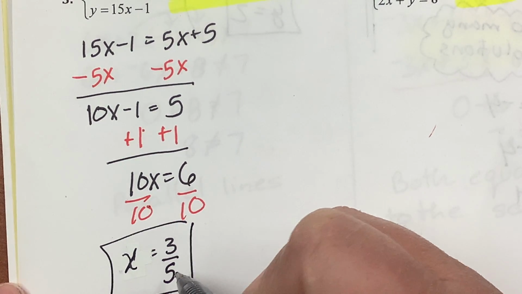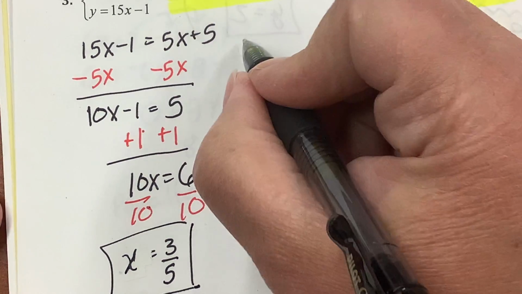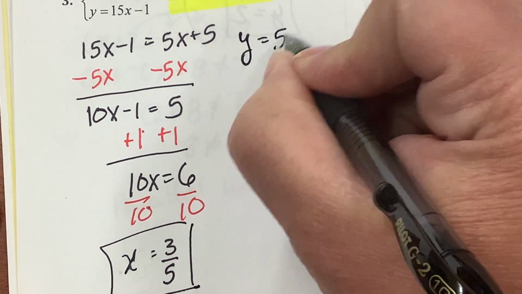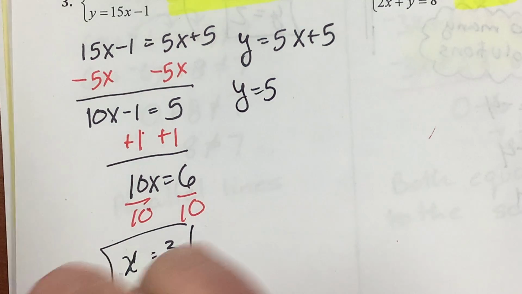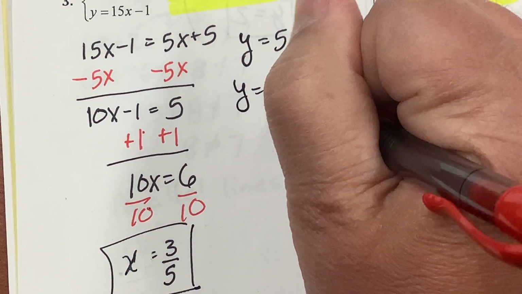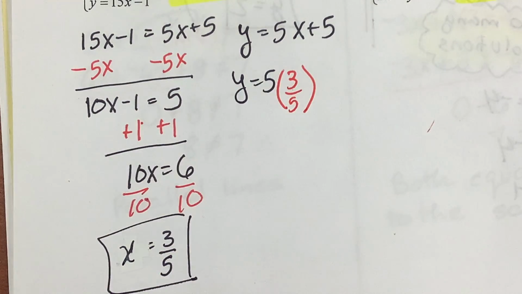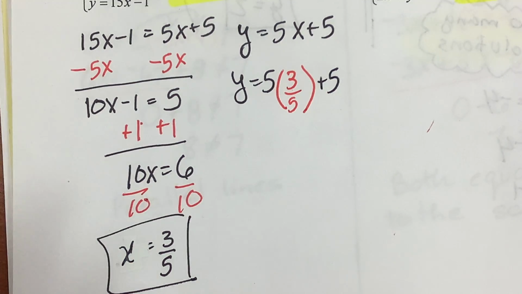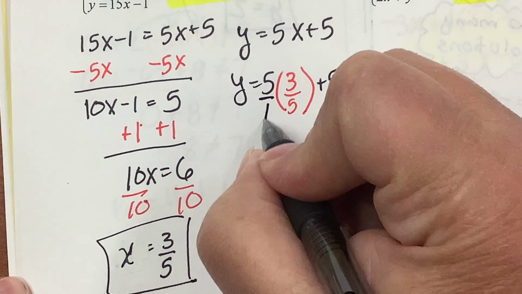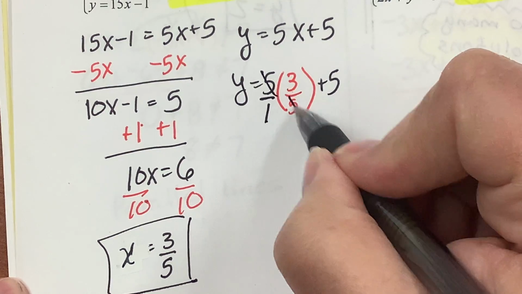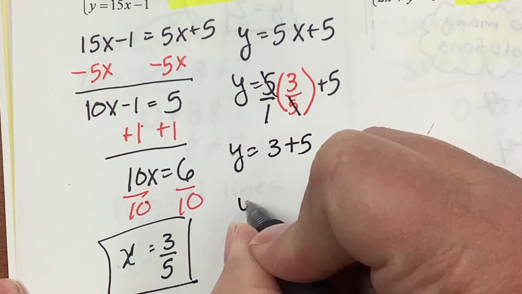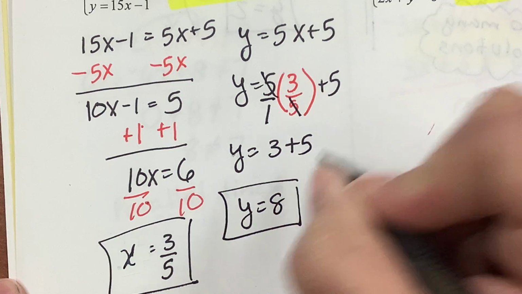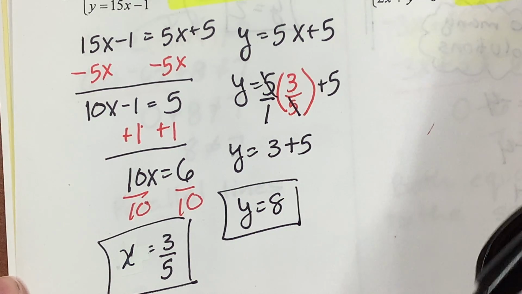Now I have to substitute that back into one of the equations. I'll take the top one this time. Let's be different. Y equals 5x plus 5. Y equals 5 times 3/5 plus 5. Right now, grab a calculator and do that because it's easier. Or you could just realize when you multiply, you can put it over 1, and 5 cancels. 3/1 is 3. Y equals 3 plus 5. Y is 8. So x is a silly fraction, 3/5, and y equals 8.